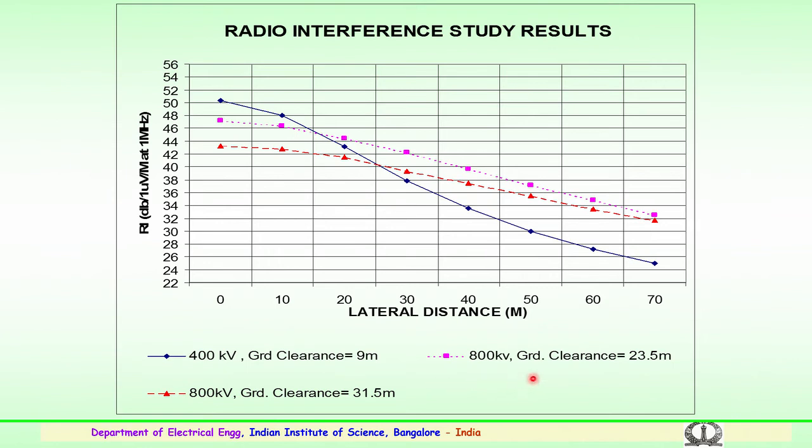For 800 kV, you can see that as the distance increases beyond 30 or 25 meters, the noise or radio interference values also decrease. So, these are various studies which have been conducted after energization for the UHV and EHV levels.